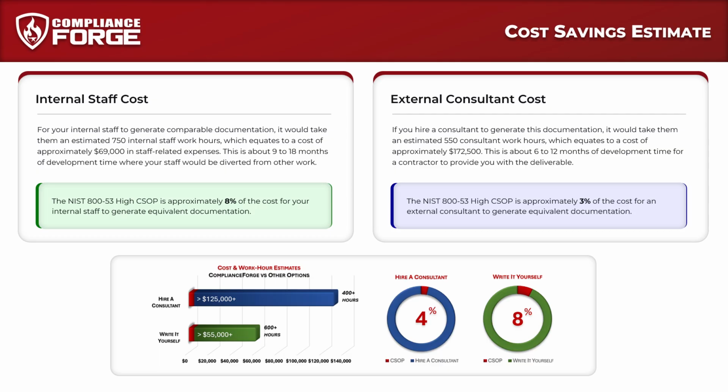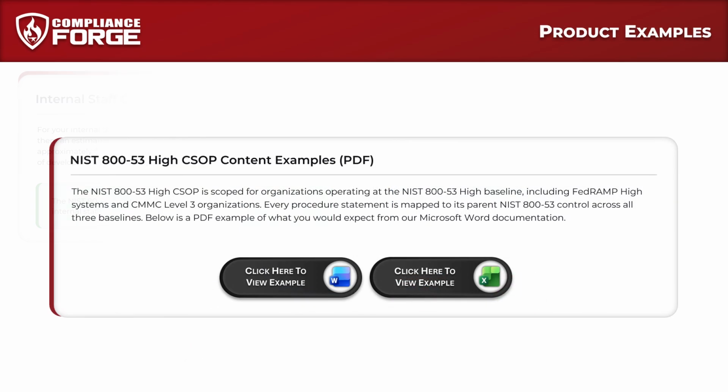The CSOP itself is $5,995. Every procedure statement is mapped to its parent NIST 853 control across all three baselines. A PDF example of the procedures is available on the product page, so you can see the quality and structure before you buy.